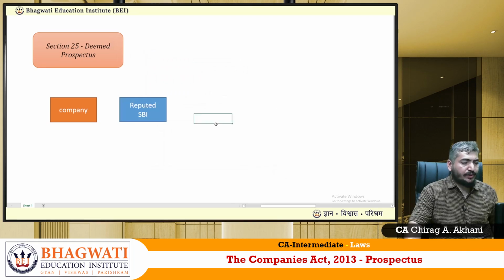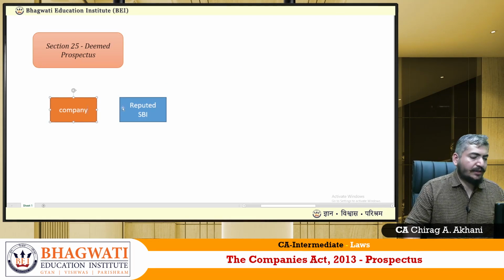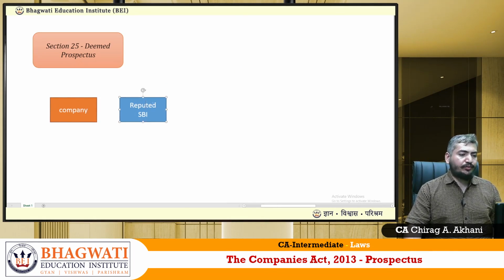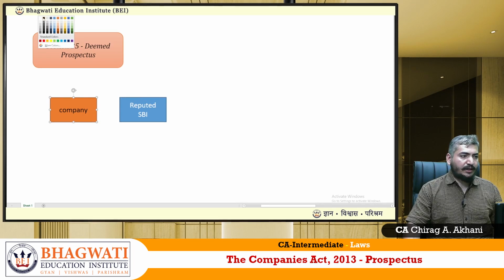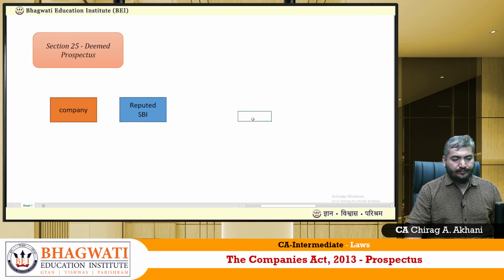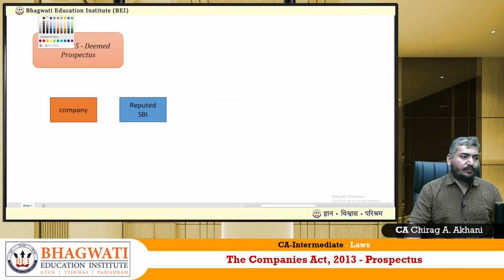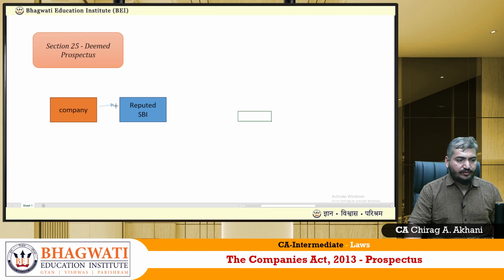ठीक है, छोड़िए उसको. Okay, understand here the company is there. So what will the company do? The company will go to a reputed institution, let's say here, State Bank of India, and will request them that this is the balance sheet, fundamentals and company's history. On that basis, you make some valuation and help us to get our shares transferred to the public.